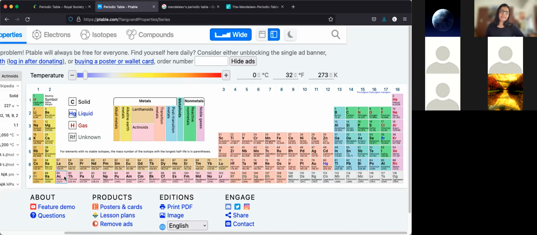following lanthanum and actinium. Miss, what is our temperature bar above?